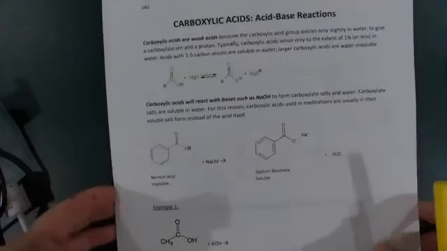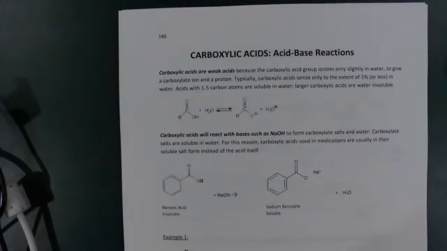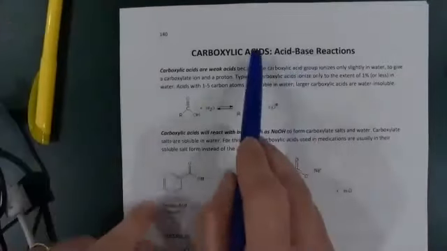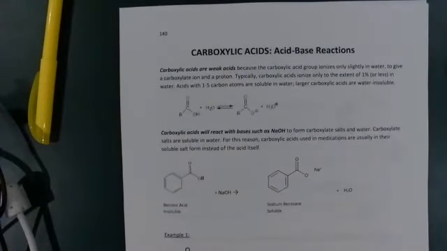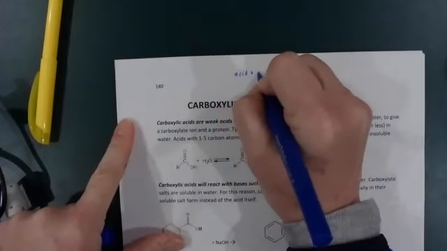What we'll do next, I'm going to flip the paper over again. What we'll do next is look at reactions. Page 140 is looking at carboxylic acids doing an acid-base reaction. This should make sense to you that if they're acids, they'll react with bases. As a quick reminder, remember that we learned this earlier.